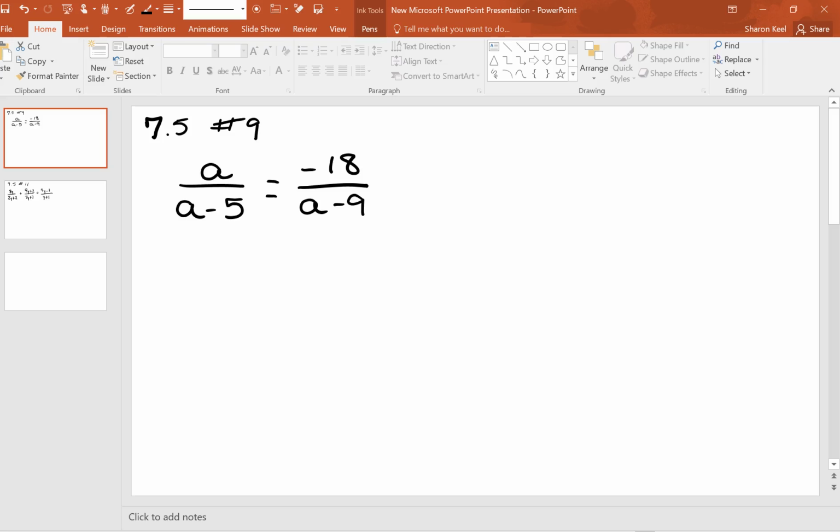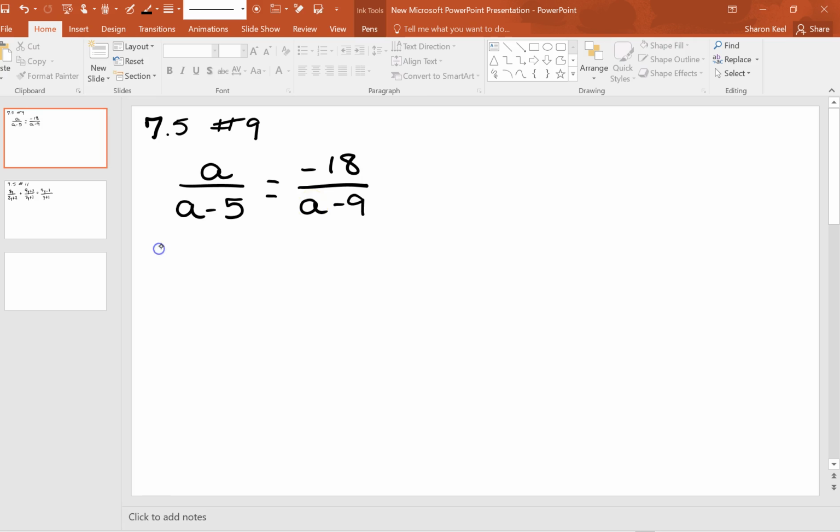Okay, in section 7.5, we've got two more questions. This is on question number 9. This is set up as a proportion. So when we are solving this problem, we are going to multiply the two that are diagonal, and then we're going to multiply these two that are diagonal.